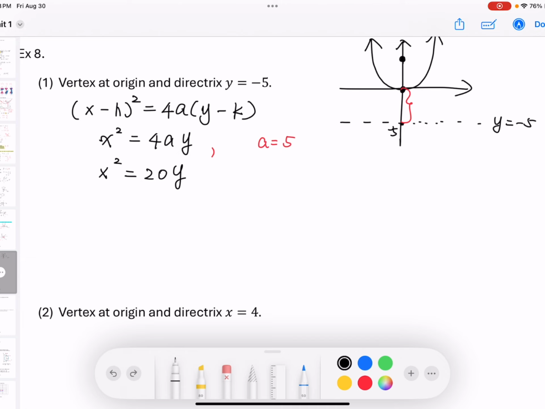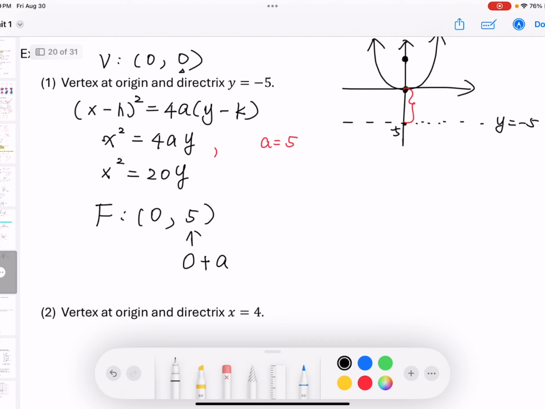The focus and the vertex have the same x value but different y values. We put the vertex here, 0, 0. We use the same x value from my vertex, which is 0. For the different y value, based on y equals 0, we move up 5 units, the absolute value of a, so it is positive 5. You can also find this value from 0 plus a, which is 5. All right, let's move on to the next example.